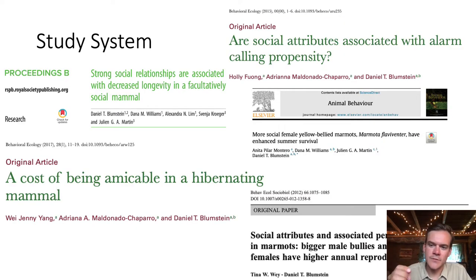This is a good system to explore the social structure-fitness relationship because a lot of social network analysis work has already been done, giving context to the consequences of individual behavior.